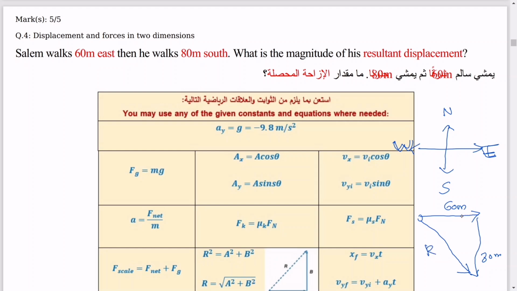So you can see these two displacements, 60 meter and 80 meter, make an angle of 90 degrees. So if two displacements make an angle of 90 degrees, then this resultant displacement is equal to square root of 60 squared plus 80 squared. We are using the Pythagorean theorem. When you do this calculation, you will get 100 meters.